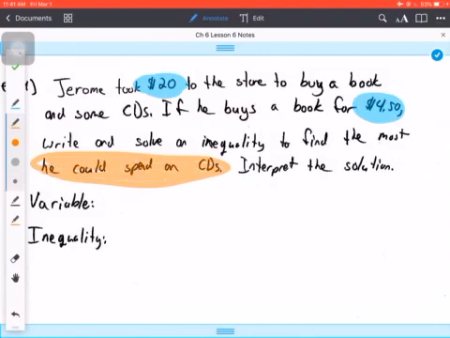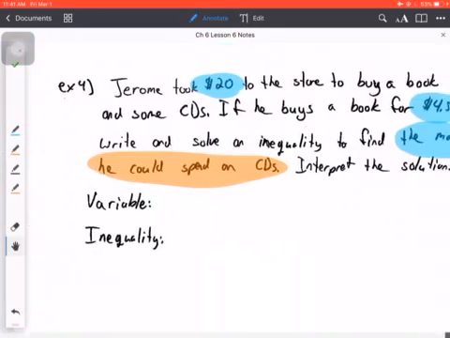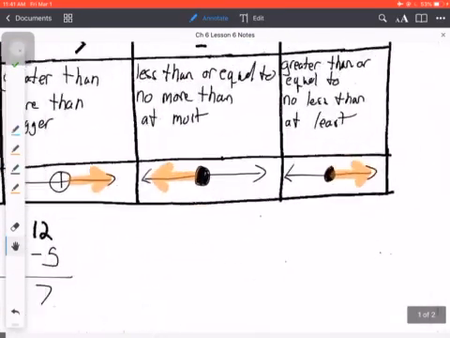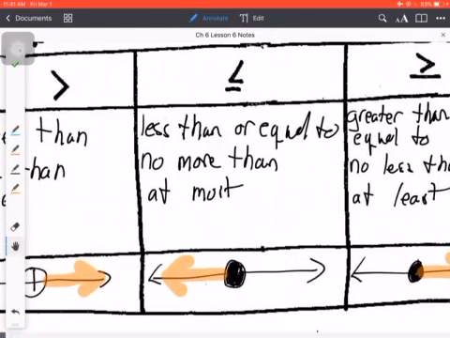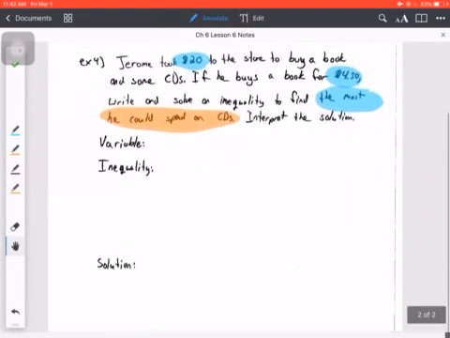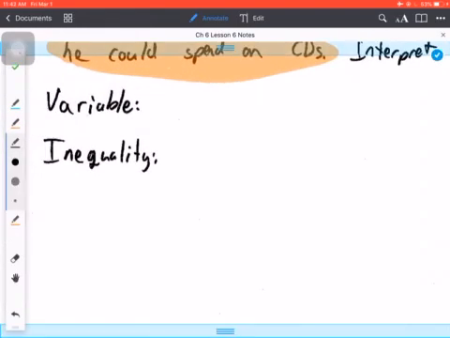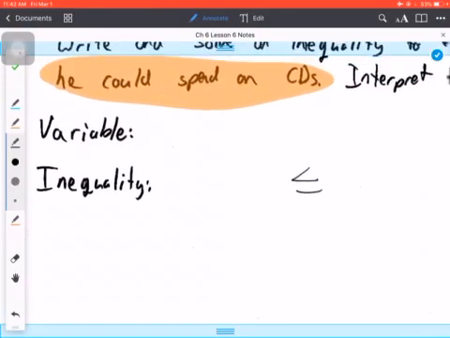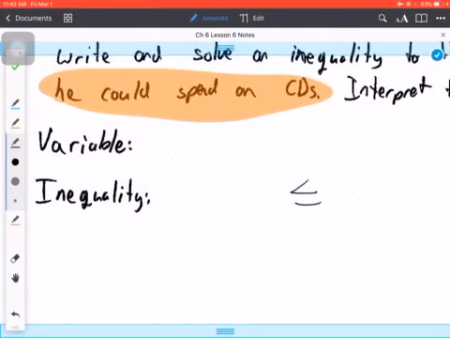But because this is an inequality, I want to find out what symbol I'm going to use. And in fact, that is right here, where it says the most. If I look back at my table, most shows up in this symbol right here, which is going to be less than or equal to. So I'm going to use that symbol with this inequality. So I'm going to write that down so I don't forget that. Now the variable is always going to be talking about what it's asking me to find. So I'm going to say let C be the amount that he could spend.